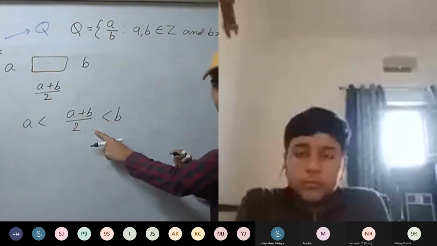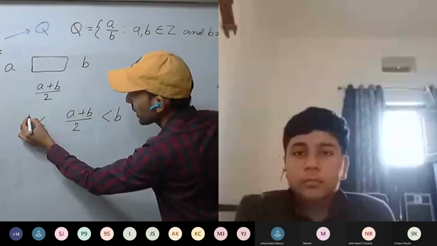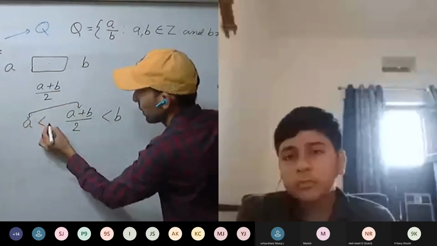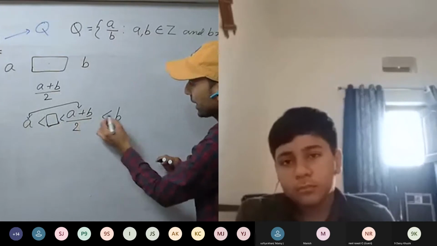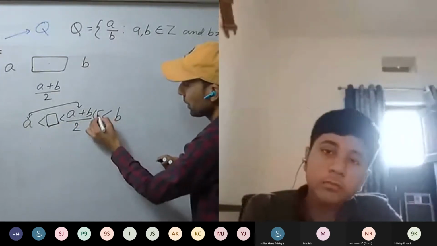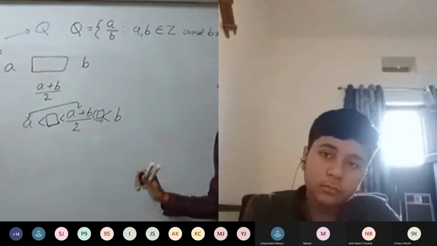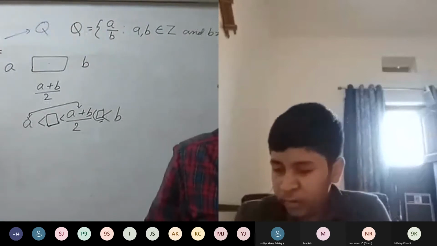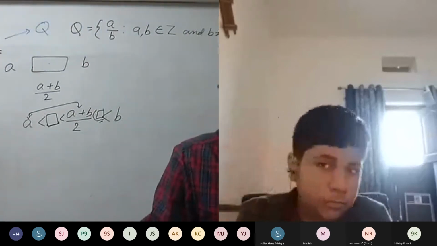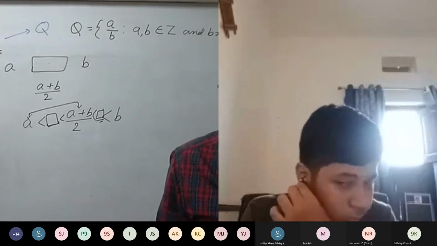So we have inserted the first rational number, then the second rational number. Again take the mean of these two rational numbers, and we'll be inserting one more rational number here. Again take the mean of these two rational numbers, and we'll be inserting one more rational number. So we'll be doing this as well. Okay.